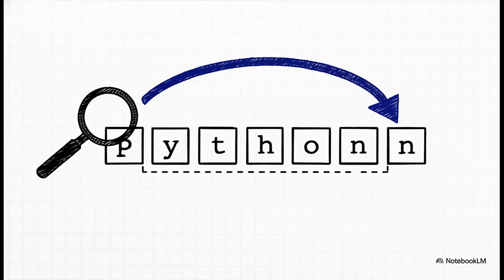The other half of our logic engine is all about repetition, and for that, we have loops. A for loop is an incredibly powerful tool for doing something to every single item in a sequence. This one line of code here is basically telling Python, hey, I want you to walk through the word Python, and for every single character you find, I want you to do something with it.